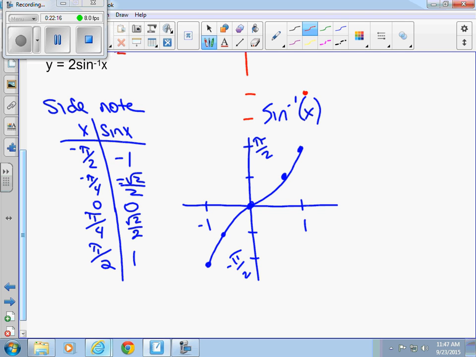Let's say up here at pi. This one was pi over 4, so it becomes pi over 2. 0 stays at 0. This negative pi over 4 becomes negative pi over 2. Multiply everything by 2. Any questions about that? It would be steeper because it's vertically stretched.